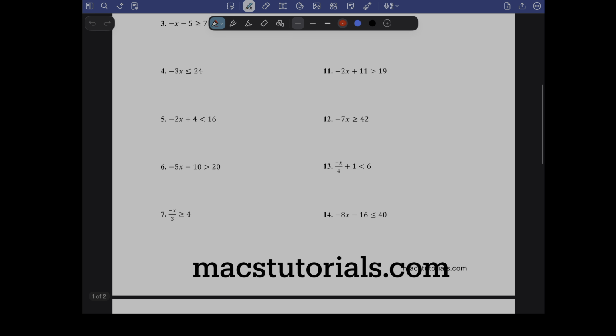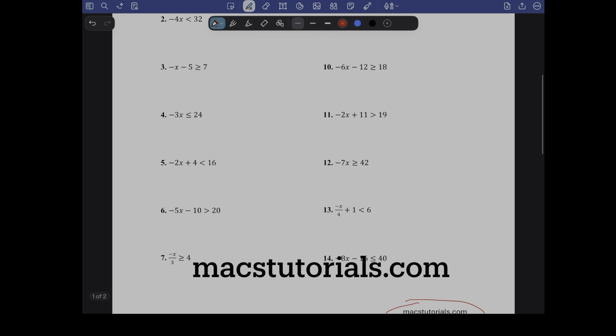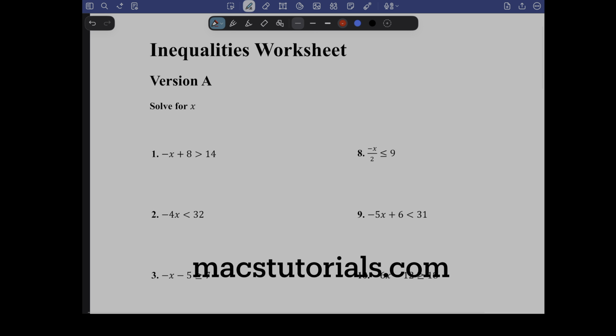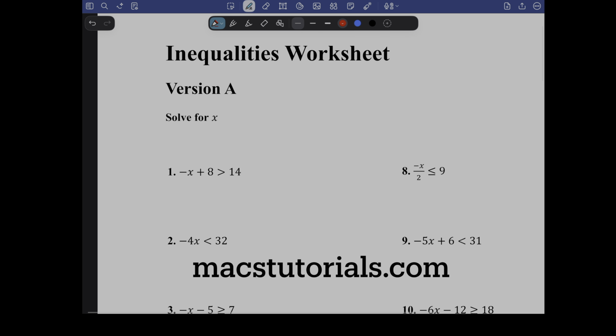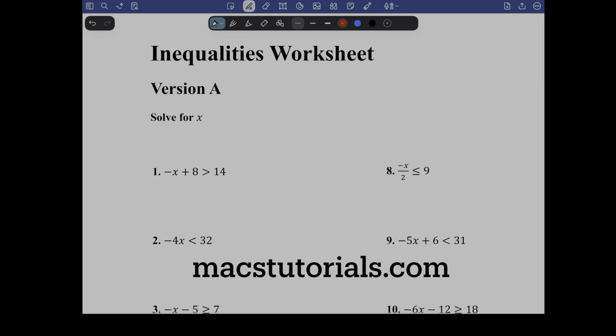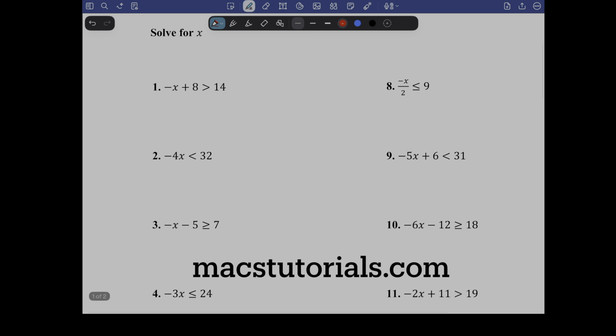Before we do, I just want to remind you that this is all found on maxtutorials.com, and I'm going nice and slowly to show you that inequalities are really just the same as doing normal equations. You just replace the greater than with the equal sign, and that's the only difference. But you do have to flip it in one special situation. So let's go for it.